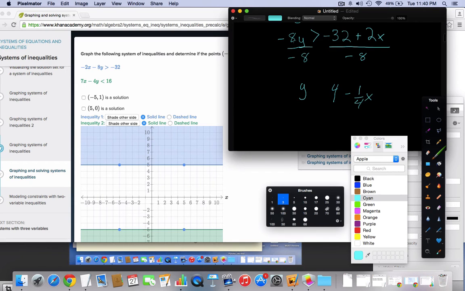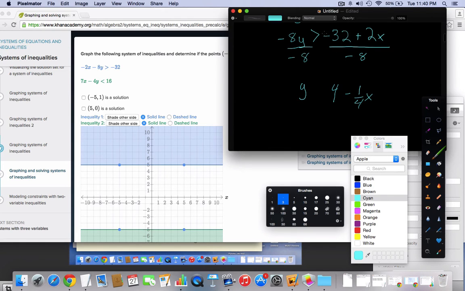Now notice what happened here. Originally we had a negative coefficient in front of y, and now the coefficient of y is positive. It's a +1. And this was a -32, and it turned into a +4. And this was a +2x, and it turned into a -1/4 x. So all the signs in our expression, or inequality, switched.